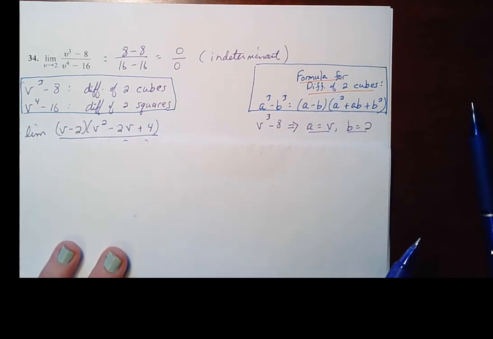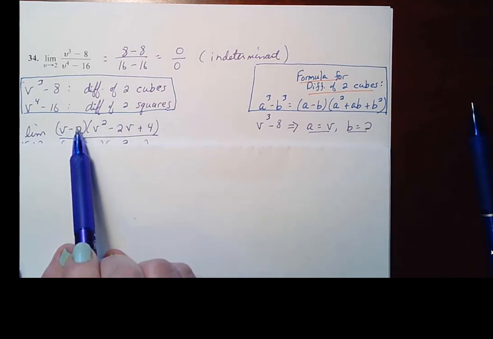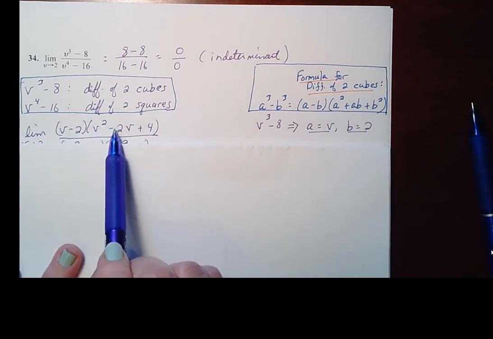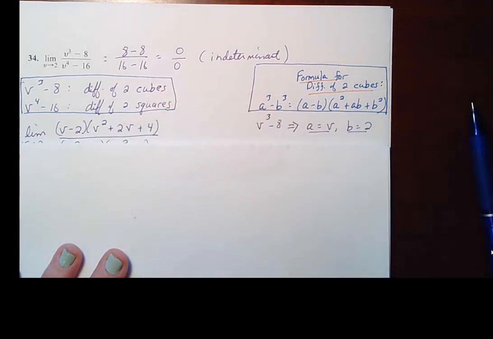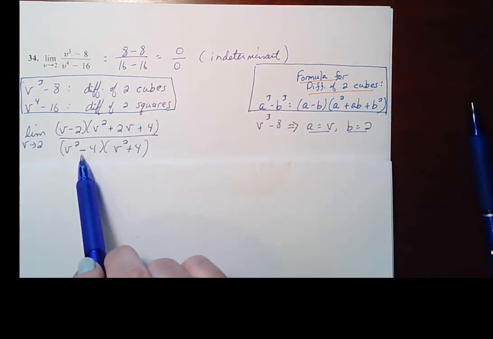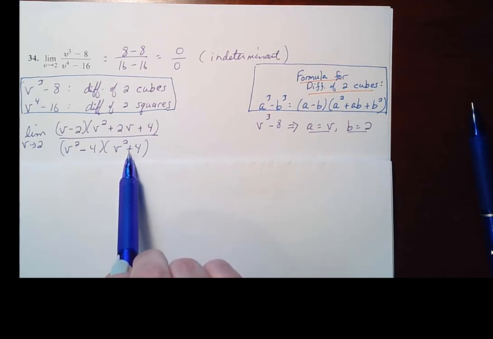Okay, so if that's the case, we're going to come over here, and that would be v minus 2 times v squared minus 2v plus 4. Nope, my bad. That should be plus 2v plus 4. All right, and then I can factor this out. This is the same as v squared minus 4, v squared plus 4.